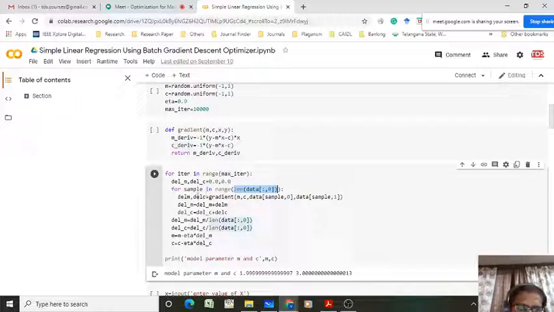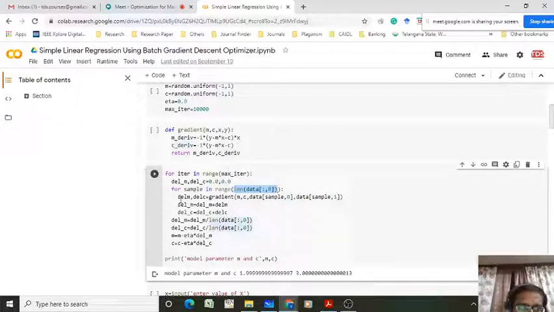Now what I am doing with this del m and del c: del_m equal to del_m plus del m. That means I am adding. It is 0 to begin with, right? So 0 plus something I am adding. In the second sample, 0 plus del m, updated del_m plus del m. I hope you understand, right? I am adding the gradients one by one.